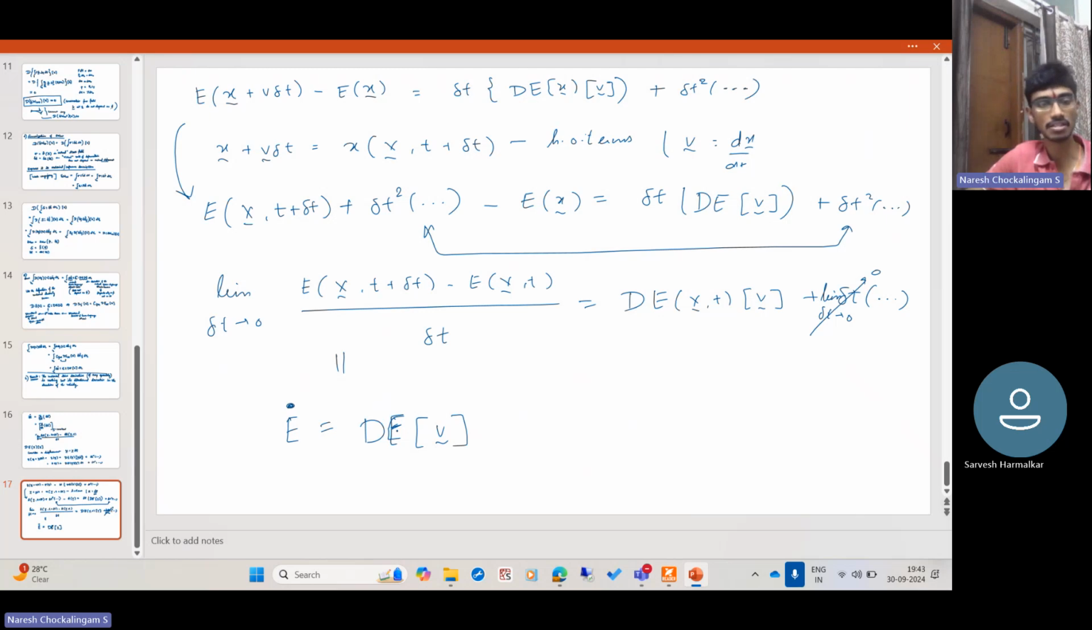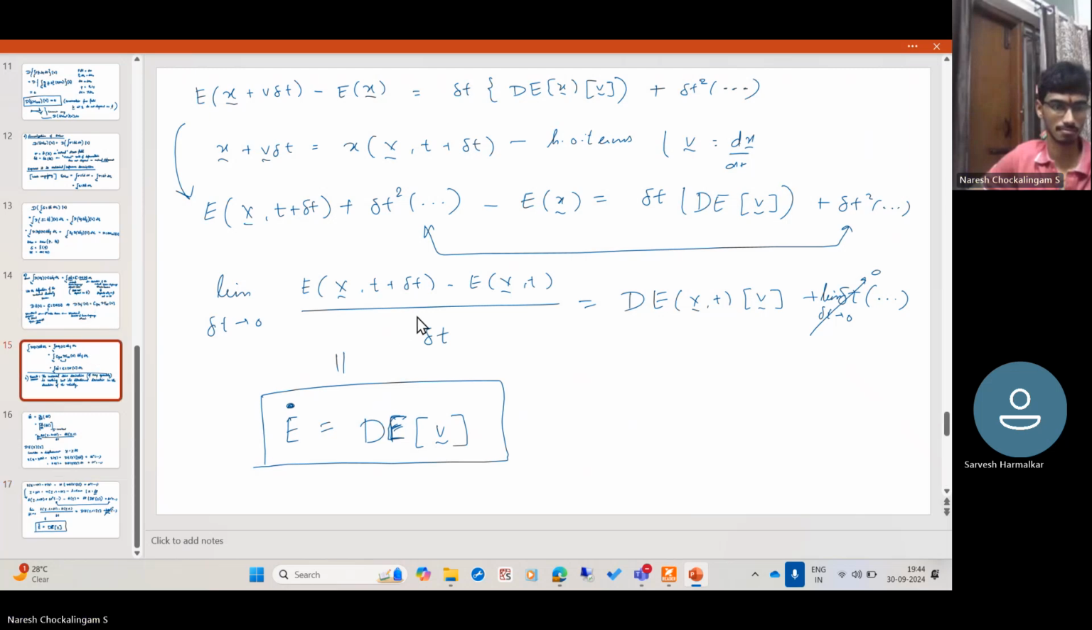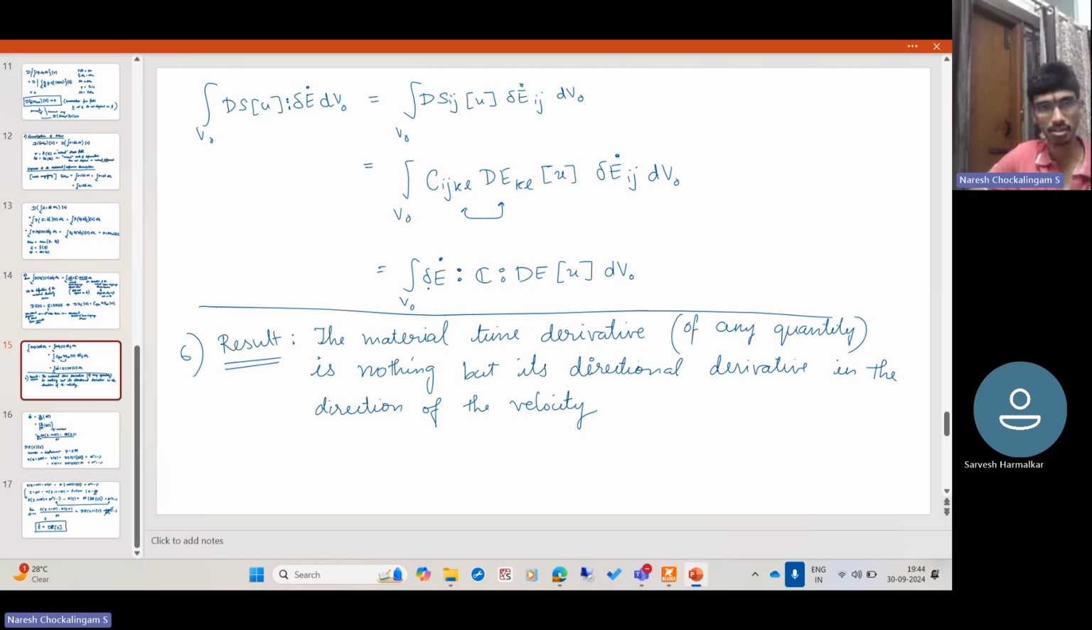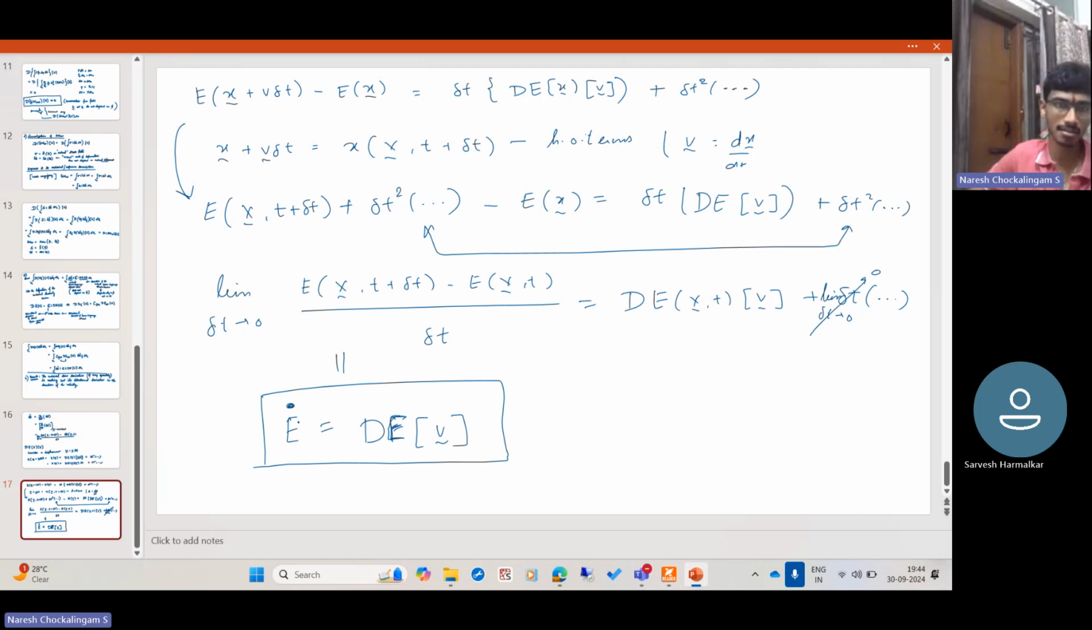But this is nothing special. There's nothing special about this tensor E. I didn't use the definition anywhere. Therefore, the material time derivative of any tensor is the directional derivative of the tensor in the direction of its velocity, in the direction of the velocity. Now, if you go back to the expression we had, we have a del E dot.